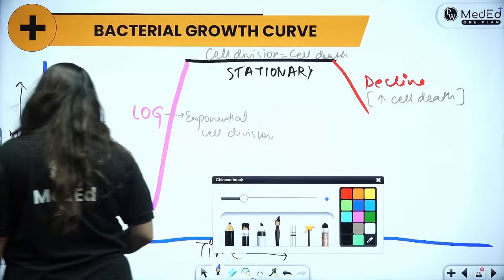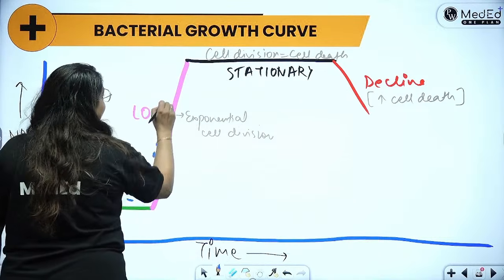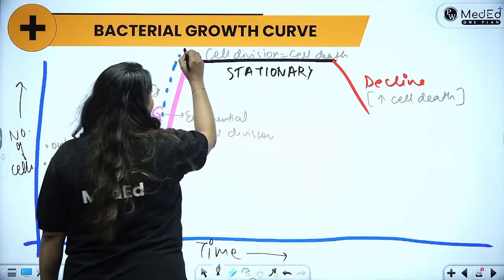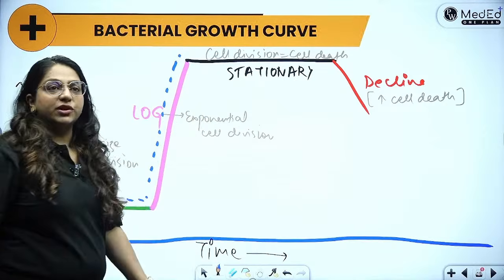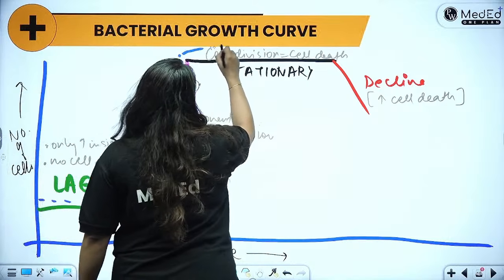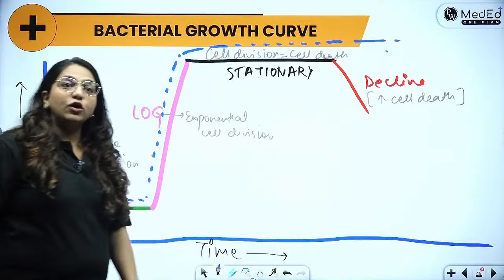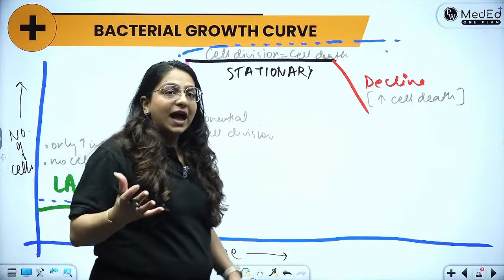Of course, in total count also, there is going to be a lag phase, then an exponential log phase, but the stationary phase will not be stationary. That number is going to keep increasing a little bit. So the total count keeps on increasing and there is no decline. Why? Because total count means live plus dead.